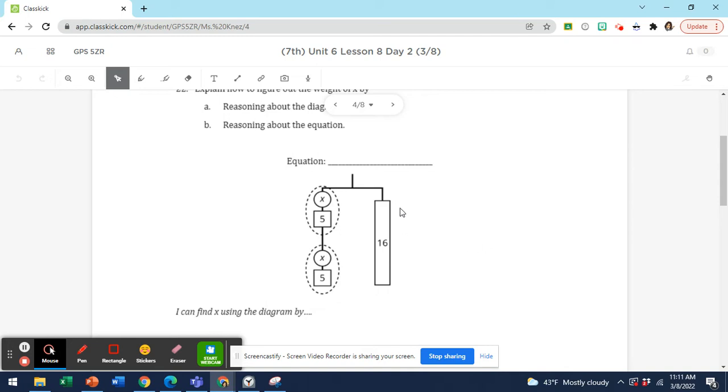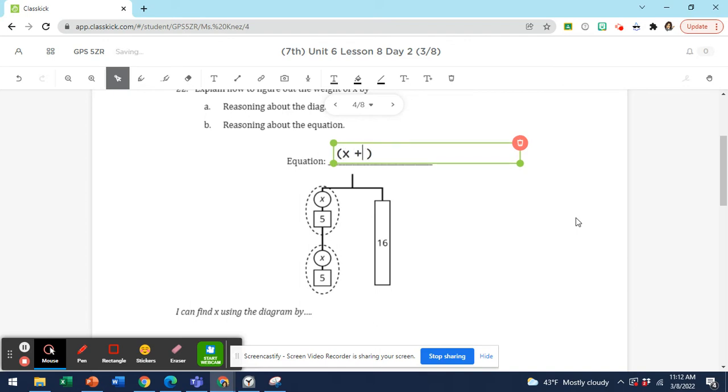In this equation, we can see that the right side is 16 because that's the only box that we have on that side of the hanger diagram. On the other side of the hanger diagram, we have 2 groups. Those 2 groups include 2 x's and 2 5's. We can write the equation in a few different ways, but the dotted circle around each group of x and 5 gives us a hint that we'll be using parentheses.